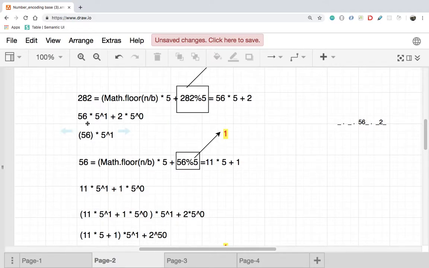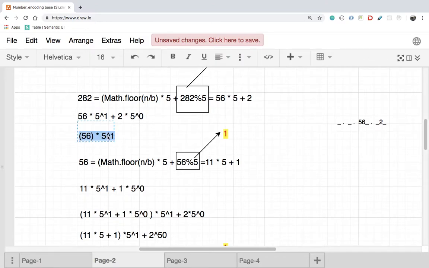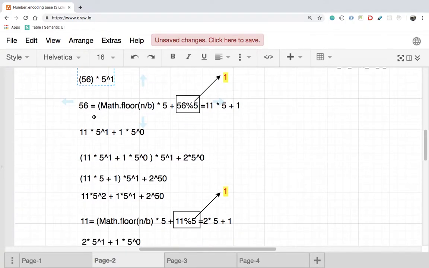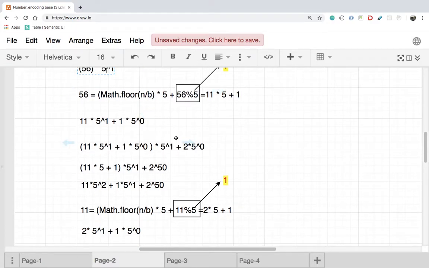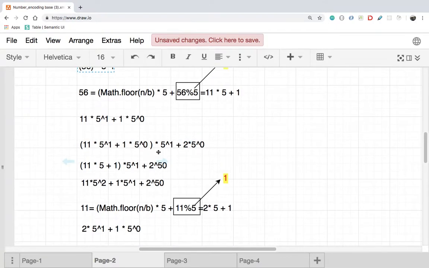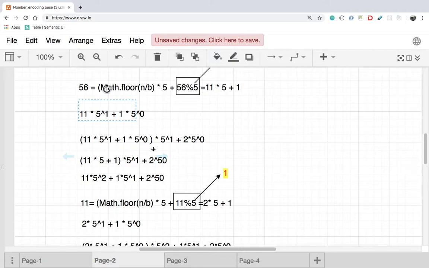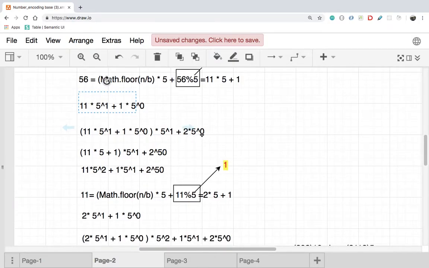We are applying this formula for 56 and we are keeping 5 to the power 1 aside for now, and after we compute the solution, we shall multiply the solution with 5 power 1. Now 56 is equal to Math.floor(n/b) times 5 plus 56 modulo 5, that is going to give us 11 times 5 plus 1. Now this can be written as 11 times 5 power 1 plus 1 times 5 power 0. Now multiplying this with 5 power 1, we get 11 times 5 power 1 plus 1 times 5 power 0, times 5 power 1, plus 2 times 5 power 0.